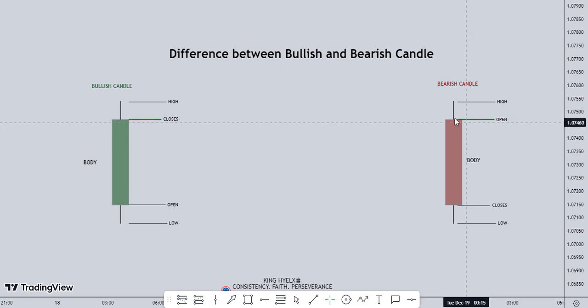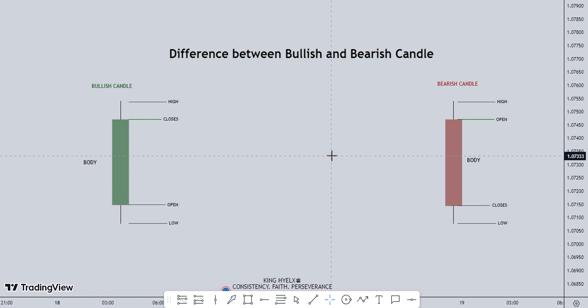A bearish candle is a candle that opens and closes below the price at which it opened. Imagine this is the beginning of the candle. It opens here and then it goes and closes below the price at which it opened. As you can see here, we have 1.07468, closed lower. So that's a bearish candle. A bullish candle is one that closes above its opening price, and a bearish candle is a candle that closes below its opening price.